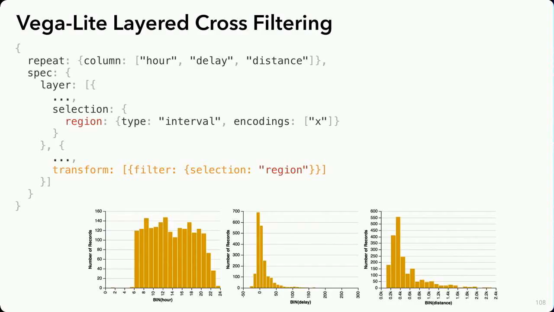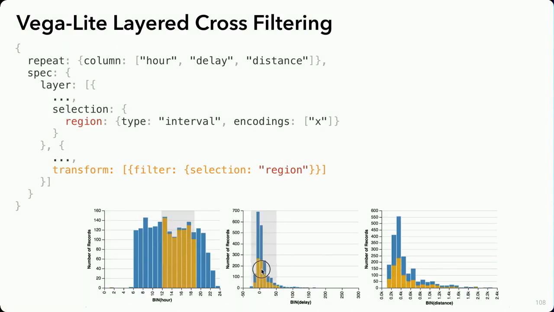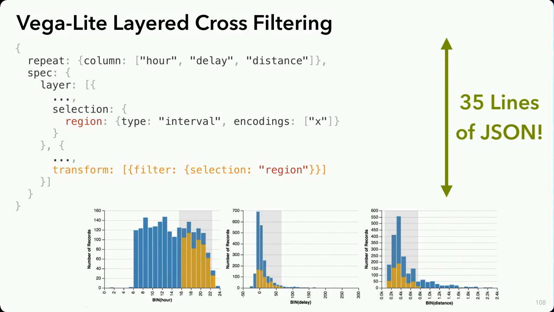And so now what we get is this cross-filtering interaction, where the golden bars in the other charts correspond to the data that is selected by the brush. And this is all you need to get cross-filtering working in Vega-Lite. The cool thing is what we're talking about here is 35 lines of JSON in a very composable manner. So we might be able to just extend this to add another chart that we can interact with.